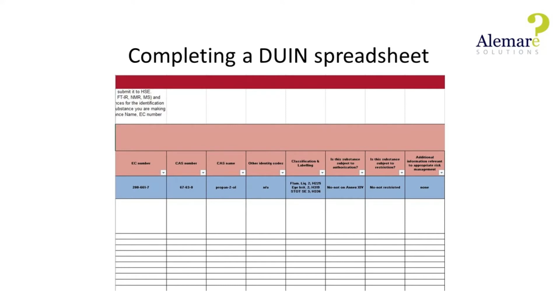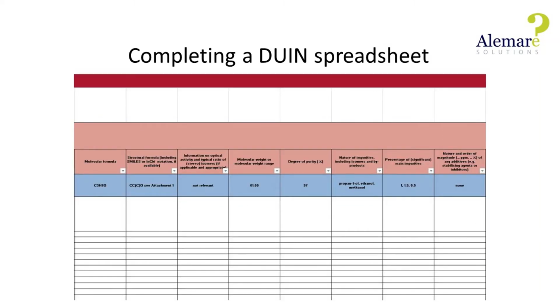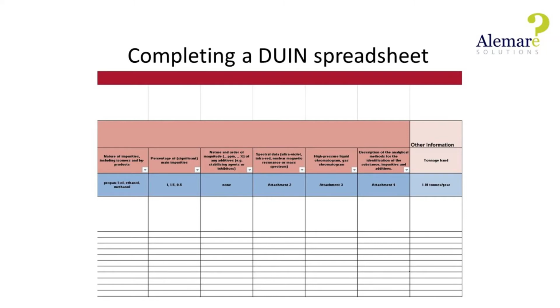The next few columns will ask for the hazard classification for each substance and whether the substance is subject to any authorization or restriction. I'll show you in a moment where to find this information. The next few columns are asking for specific information about the molecular structure of the substance and its purity. You probably won't have this information, but I'll show you where you can find it. The final columns ask you to provide copies of analytical reports if you have these. If you have these, you can attach them to the email when you submit the spreadsheet. Make sure they're clearly identified.